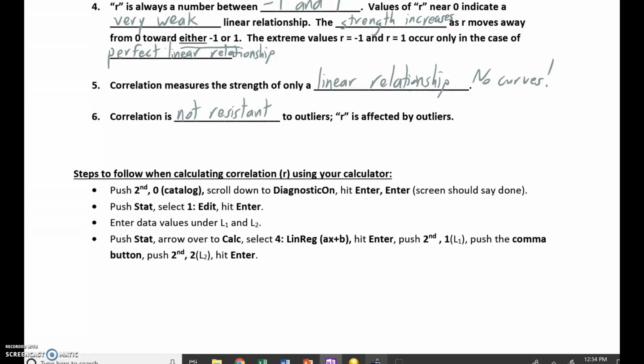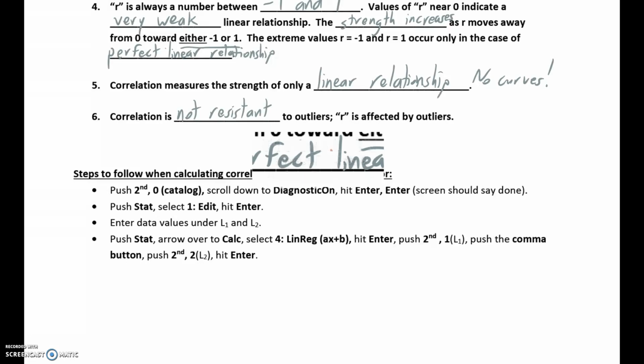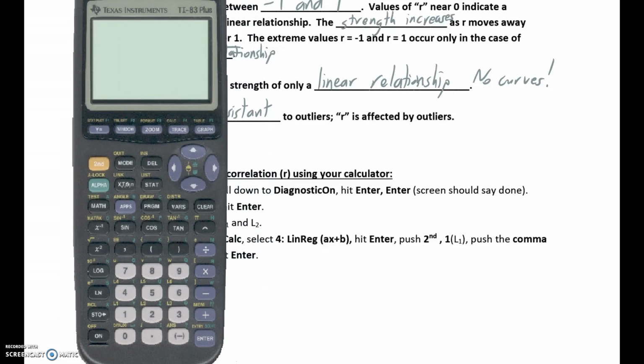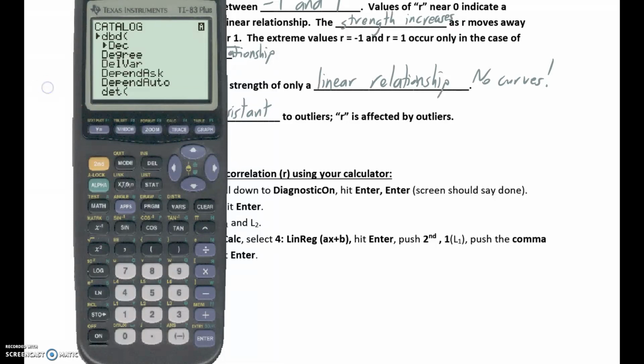One of the things, I think I had you do this before, but just in case you haven't, let me turn on my calculator here. Hit second, catalog, and hit the X to the negative first button, the D button, and it takes you down to D. Then you arrow down to diagnostic on. You only have to do this the first time. Once you hit that, it is on, good forever. Don't reset your calculator. It will now do what you need it to do.